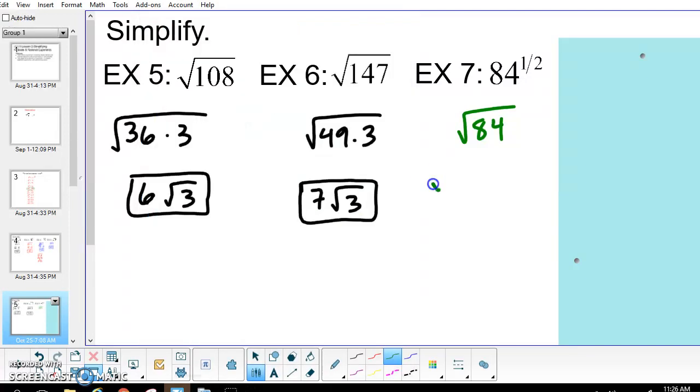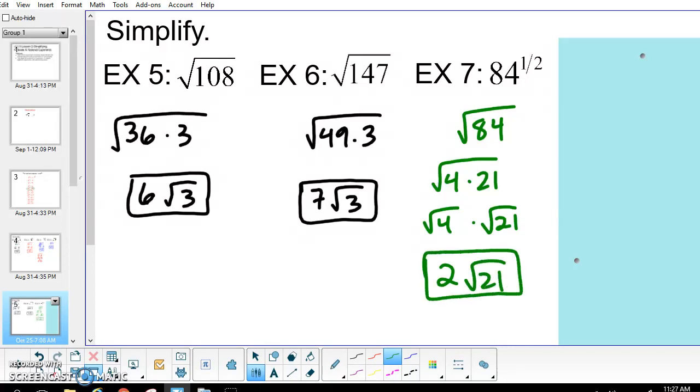So it's square root of 4 times 21. So we always put the perfect square first, even if that number is smaller, because that's the one that can come out. So I can square root 4 and get 2, so it can come outside of the radical. And then I have square root of 21.